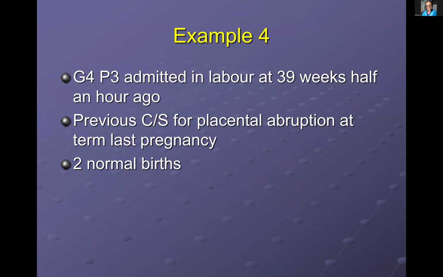So Davida, example 4. Davida 4 admitted at the labor at 39 weeks an hour ago, previous years for placenta abortion at late pregnancy into normal birth. Exactly. So basically, this lady started off by having 2 normal births. The third birth had to be a cesarean section because of placental abruption, and now she's pregnant with baby number 4, and she came in at 39 weeks. Very good. So let's see her trace.